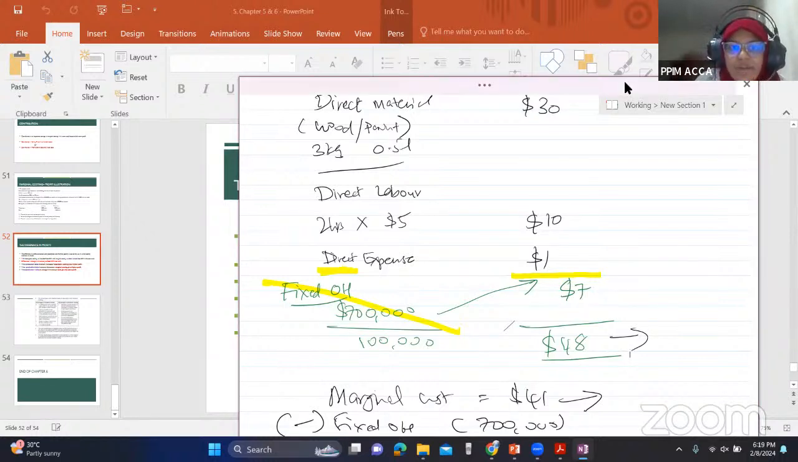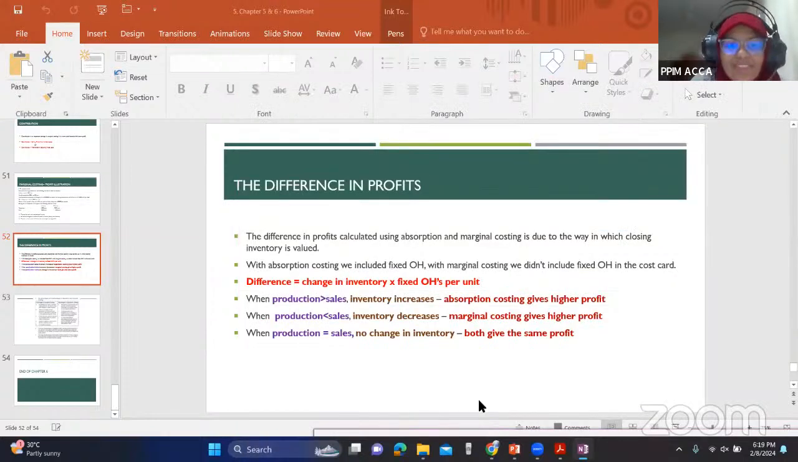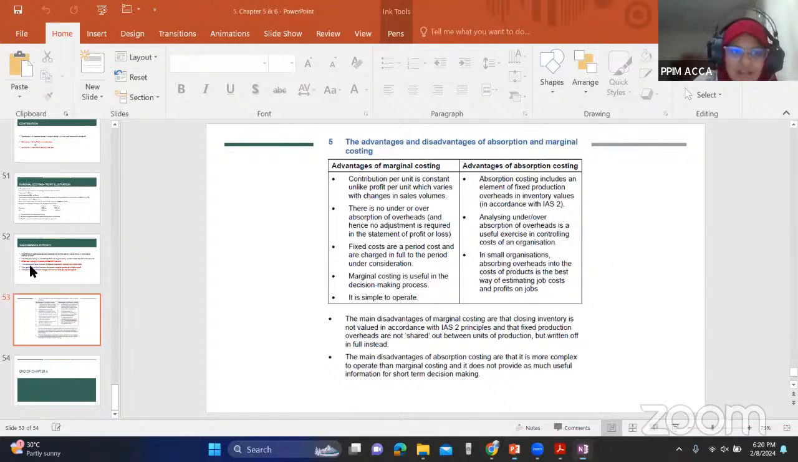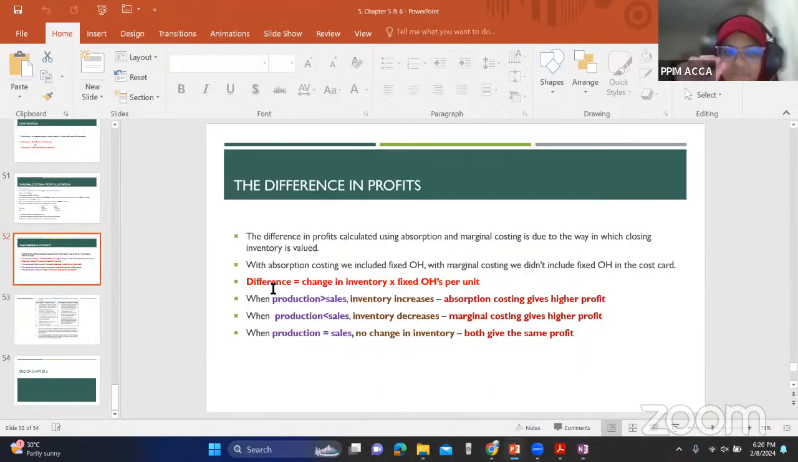So if we need to calculate the difference, then we have to work with the difference in the inventory. So it says here, with absorption costing, we included fixed overheads. With marginal costing, we didn't include fixed overheads in the cost card. I explained that. So the difference between the absorption and marginal costing profit will be the change in inventory multiplied by the fixed overheads per unit, because like I said, the only thing that changes is the way we value inventory.